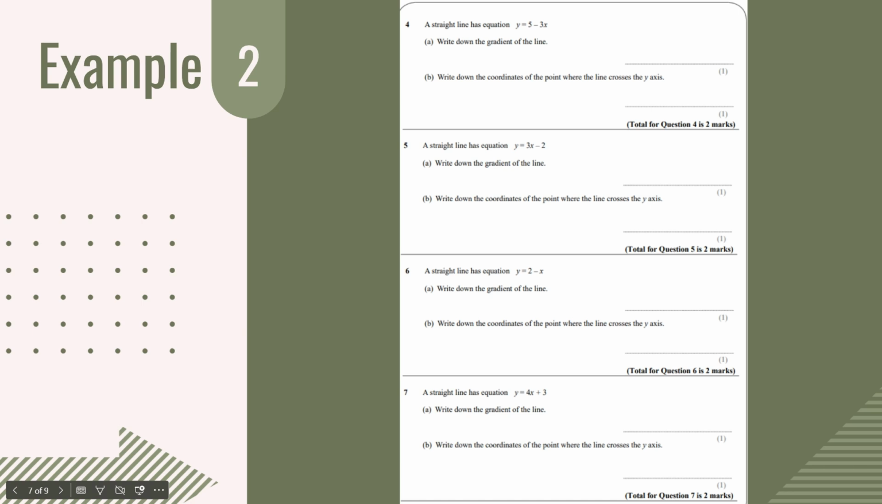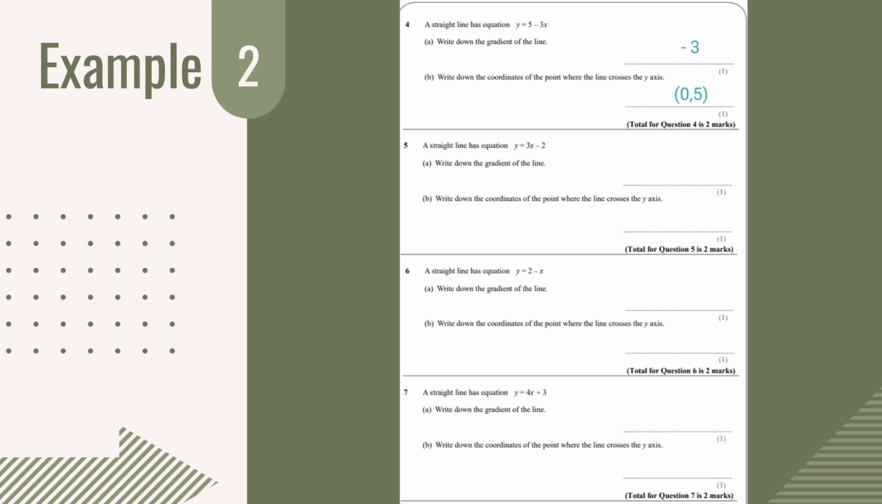In our first question, a straight line has the equation y equals 5 minus 3x. Part A, we're asked to write down the gradient of the line. As we can see, it's minus 3x, so we simply write minus 3. Part B of the question, we're asked to write down the coordinates of the point where the line crosses the y-axis. As you can see, our y-intercept is 5, so the bracket is simply 0, 5.